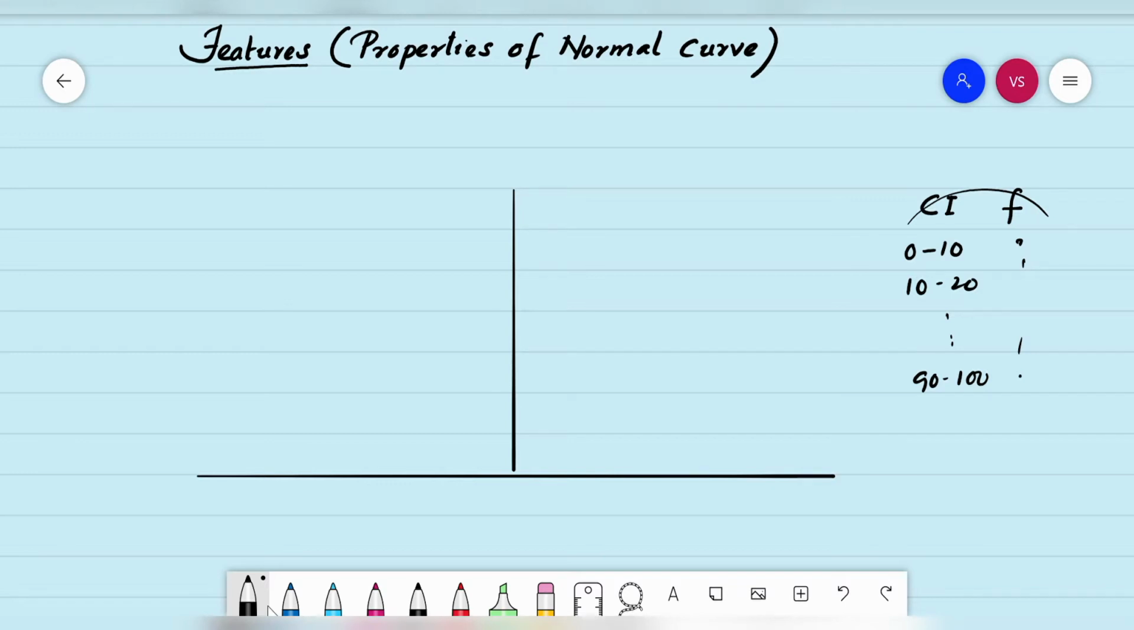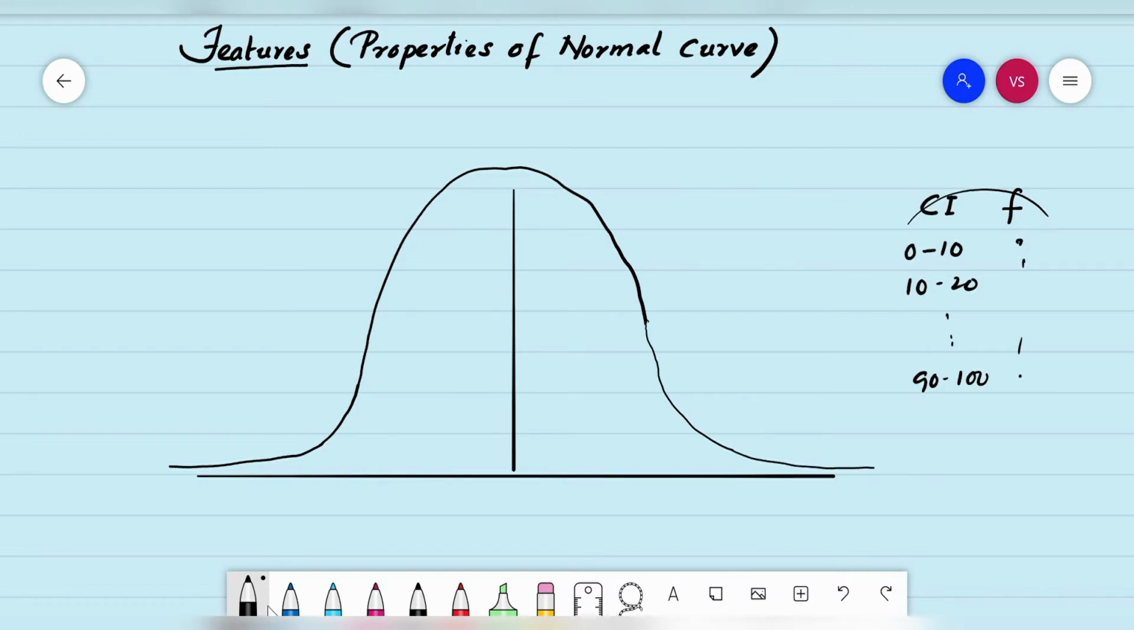I am just doing it roughly to make you understand what the shape of the curve would be. Please bear with me because I am not using any tool to do that. So this is the shape of the curve, students. Always the shape will be like a bell. It is obvious for any variable in a particular distribution, when we group them and form a frequency distribution, this is the curve that we will be getting.